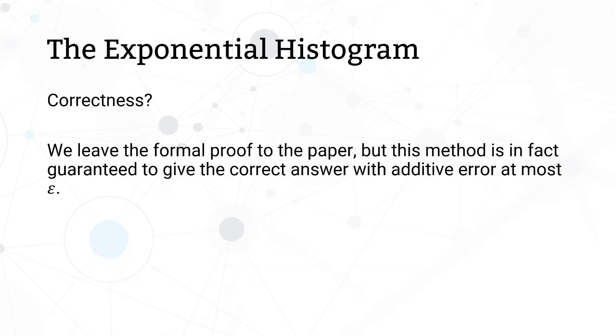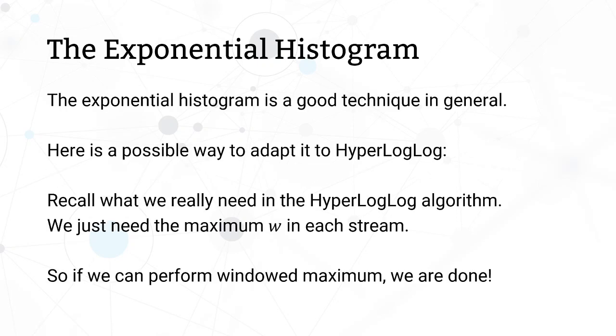So this will decrease the error by doing this. And we leave the formal proof to the paper, so if you want to read it, it's going to be published in a week. Of course, then you can just read the paper to see the actual proof, but the method, at least from intuition, you can see is going to give the correct answer with additive error at most epsilon.